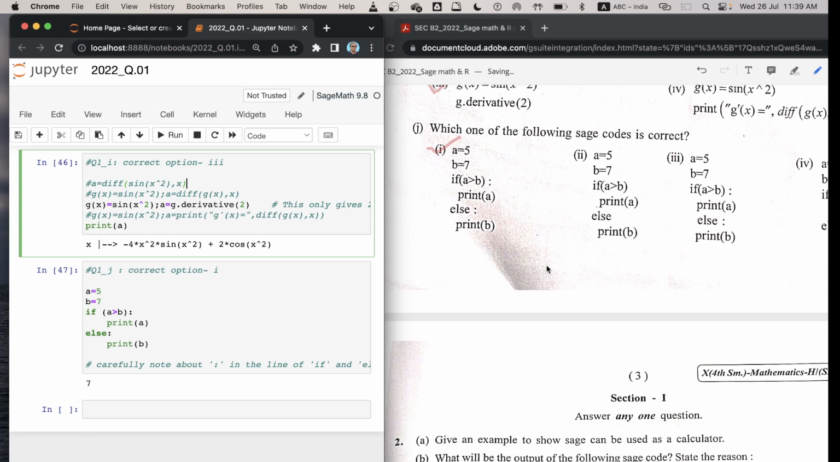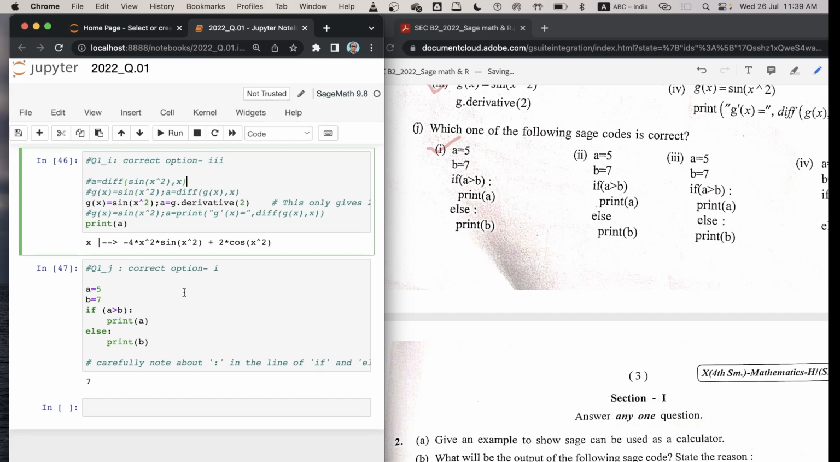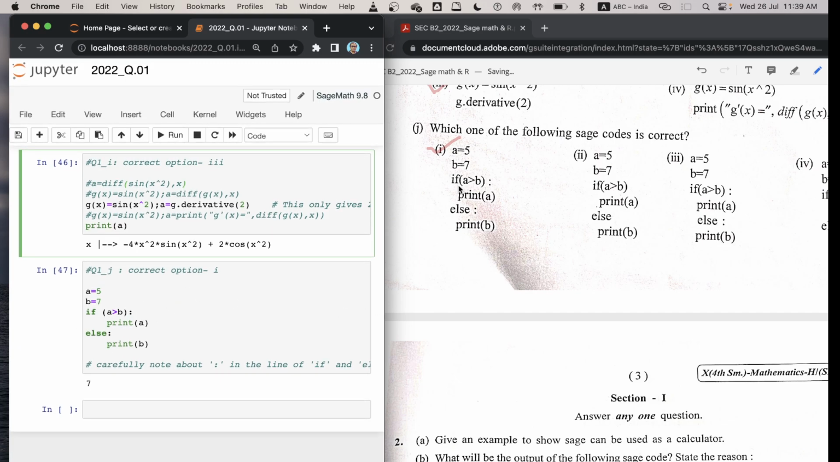Question J. Which one of the following Sage codes is correct? Here the correct answer is 1. If a greater than b colon, indentation print a, else colon, indentation print b.